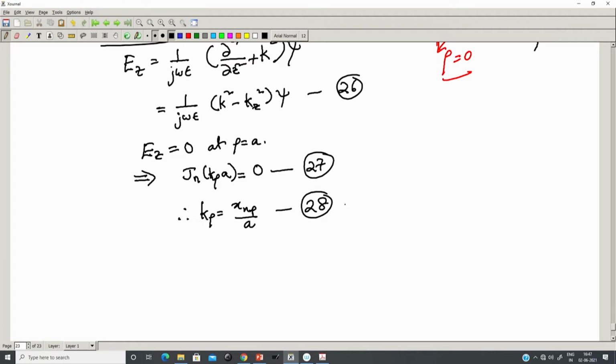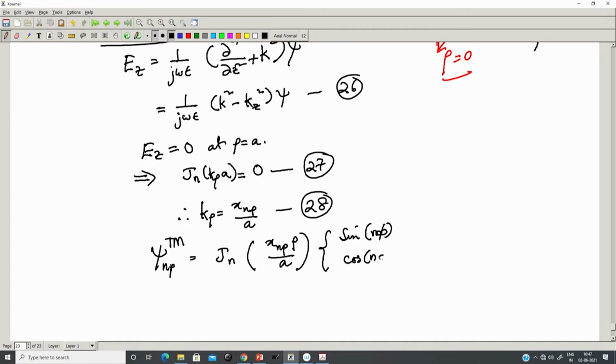So, substituting this into 25, we get the TMnp mode function, which is psi np TM, equal to Jn, where instead of k rho we substitute xnp by a, so xnp rho by a, times sin n phi, cos n phi, times e to the power minus j kz z.